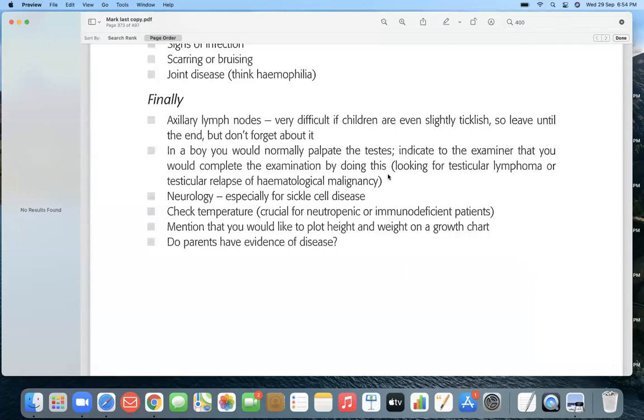Okay. So if you suspect the case as leukemia or something, you have to offer palpation of testes. Indicate to the examiner that you would like to complete the examination by doing this, that is genital examination, looking for testicular lymphoma or testicular relapse of hematological malignancy. So there can be testicular lymphoma, or maybe this is the malignancy. I'm not getting the word.